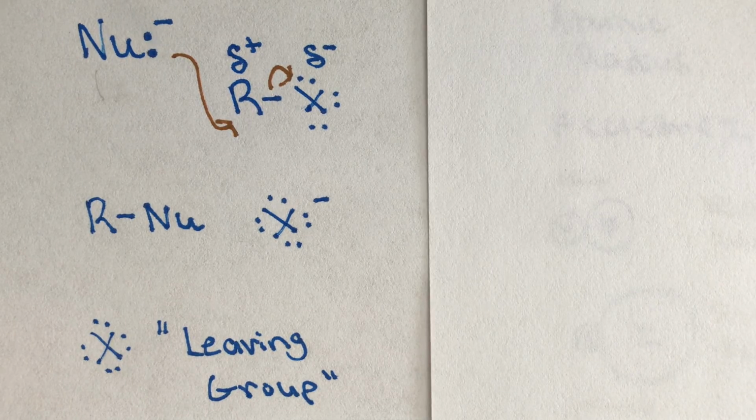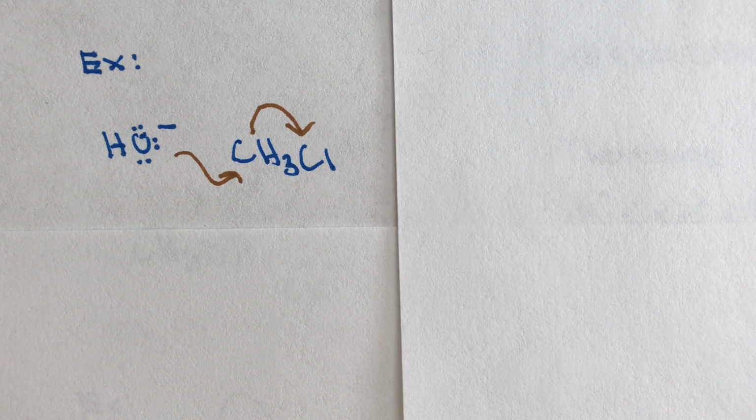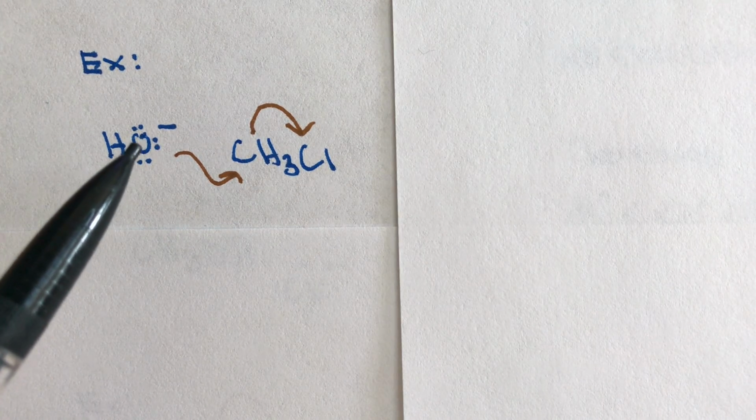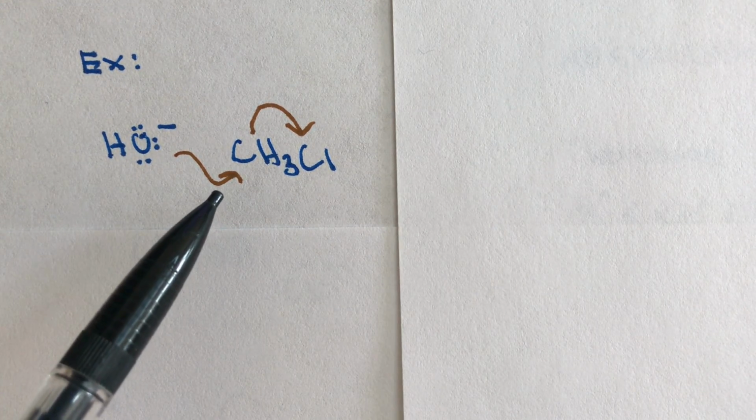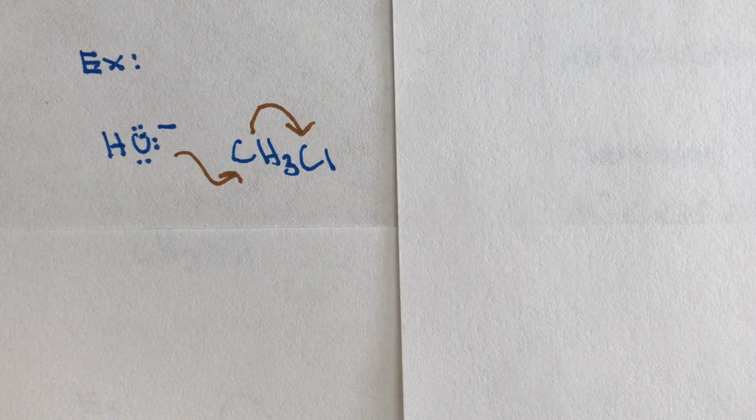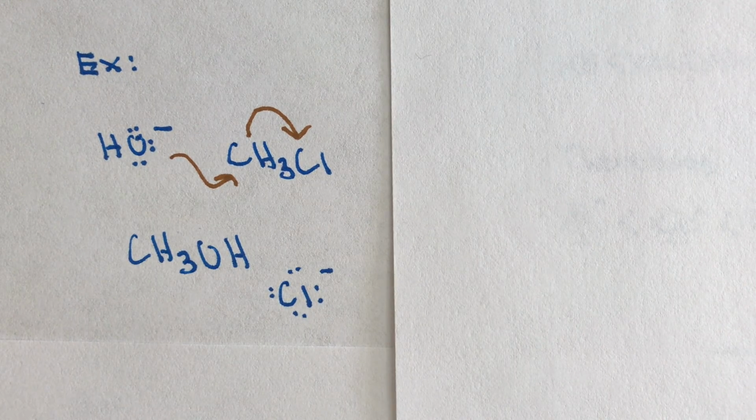To clarify, the leaving group in our example is the halogen that used to be bonded to the haloalkane. It will be kicked off once the nucleophile attacks and makes that new bond. So in this example, the hydroxide ion acts as a nucleophile, the positive-seeking species, and it will attack the partial positive carbon on this haloalkane. As a result, the R group, or CH3, bonded to the nucleophile, and the leaving group, chlorine, was kicked off.